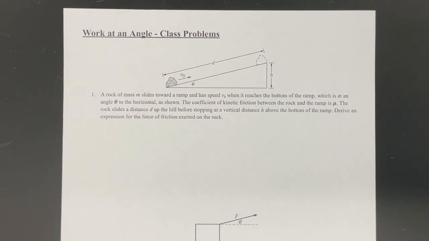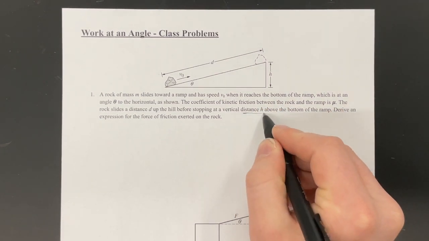So starting on number 1, we have a rock, mass m, that slides up a ramp with a speed v naught at the bottom of the ramp. The ramp is at an angle theta to the horizontal, as shown. The coefficient of kinetic friction between the rock and ramp is mu. The distance d it slides up the ramp before stopping is a vertical distance h above the bottom of the ramp. Derive an expression for the force of friction exerted on the rock.